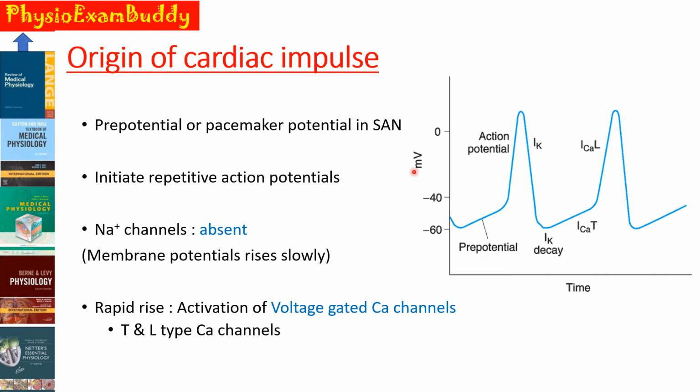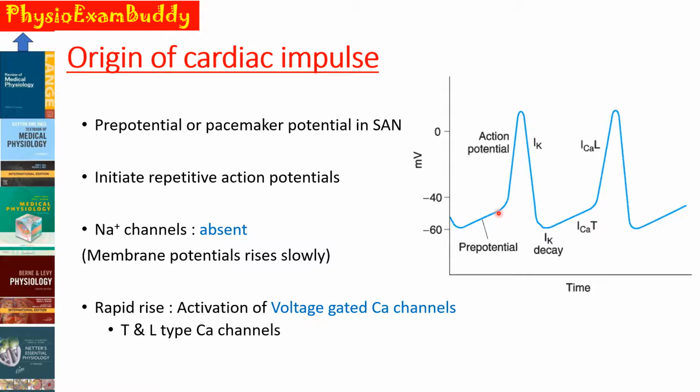You have to mention the origin, or the ionic basis, of the pre-potential or pacemaker potential in the SA node. We all know that it initiates the repetitive action potential. One peculiarity of the SA node is that the sodium channels are absent. That is the reason why the membrane potential rises only slowly. You can see here the slow rise of the membrane potential because the sodium channels are absent.